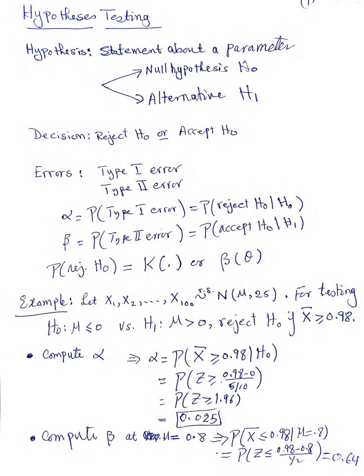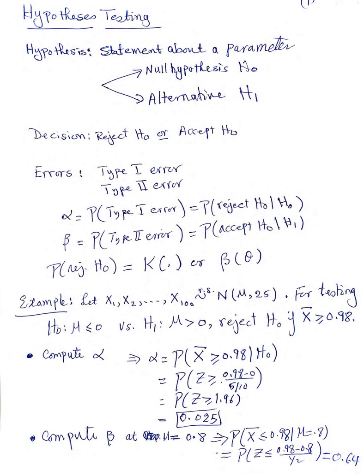Now we will start with hypothesis testing. We will start with some introduction. The hypothesis is a statement about a parameter, and we have two types of hypotheses. The null hypothesis is denoted by H0, and the alternative is denoted by H1. When you have data, at the end you either reject H0 or accept H0. So your decision is either reject or accept H0.